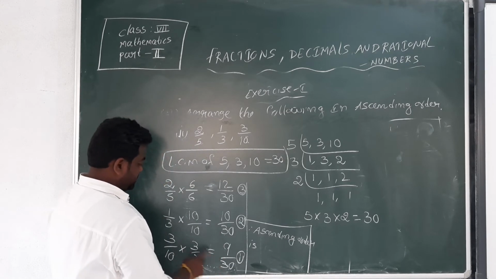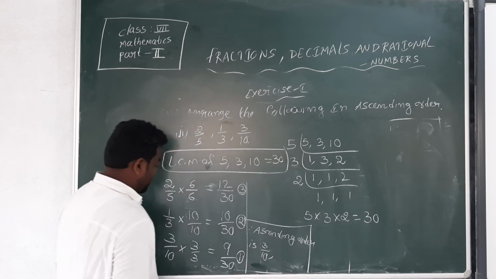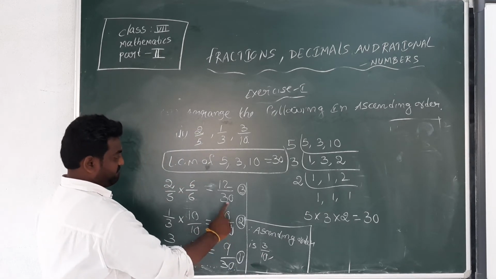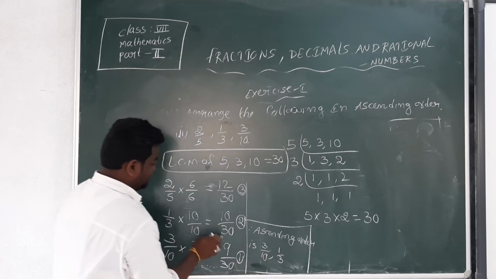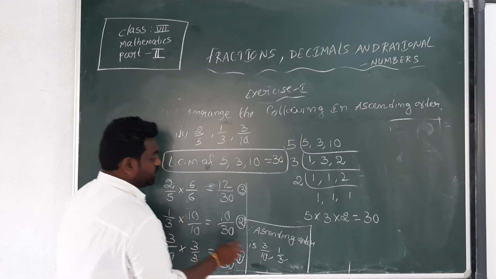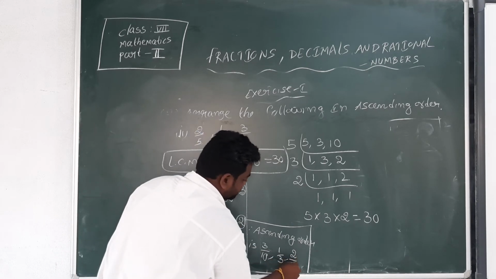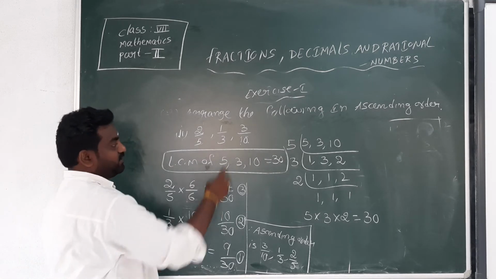9 by 30 means 3 by 10, 10 by 30 means 1 by 3, 12 by 30 means 2 by 5. Understood? 2 by 5, 1 by 3, 3 by 10.